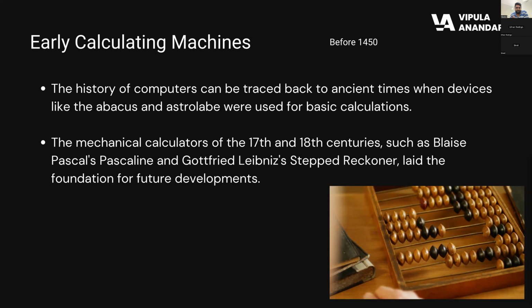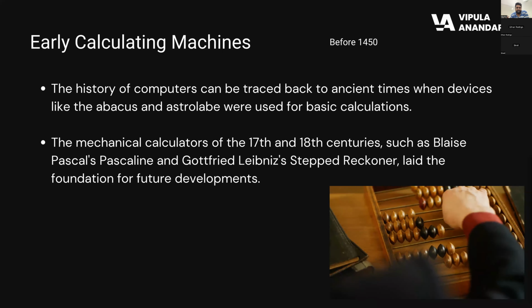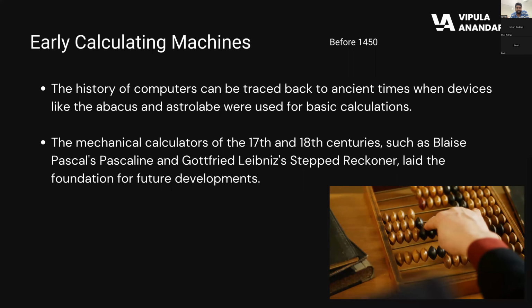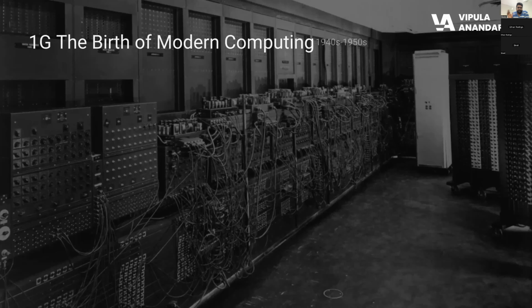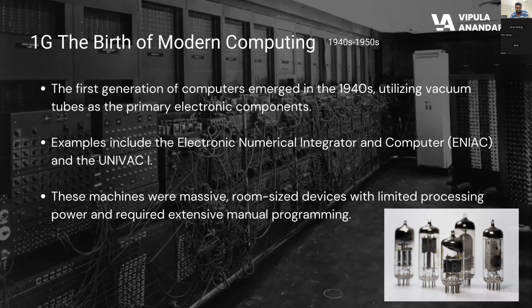And then this was upgraded in the 17th and 18th century, so it was one of the stepping stones. Then we get into the first generation of computers. As you can see, this is a very old computer in the background. This is the birth of modern computing, right? The first generation of computers emerged in the 1940s, utilizing these things called vacuum tubes as the primary electronic component.